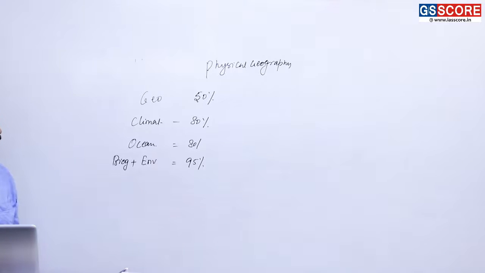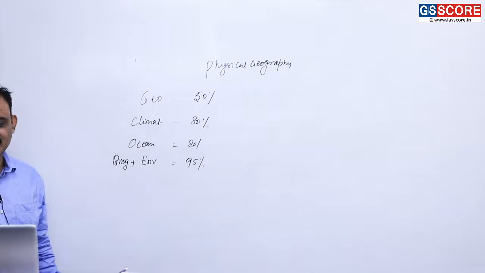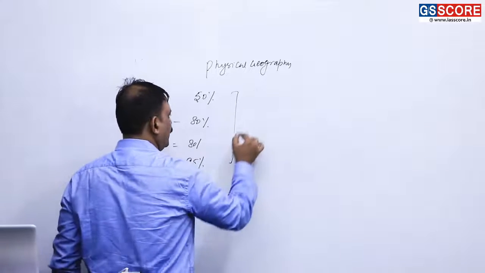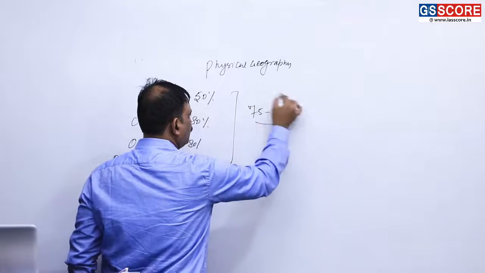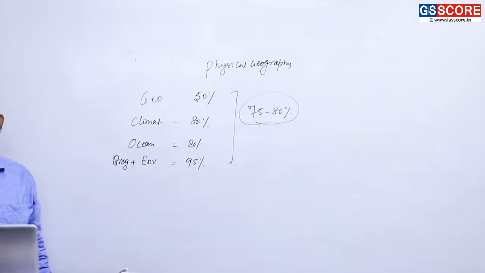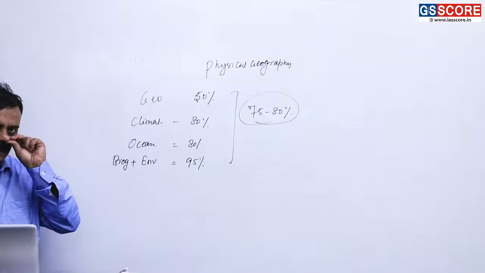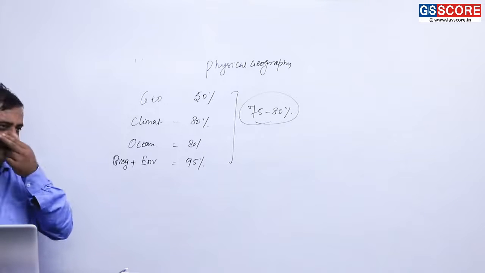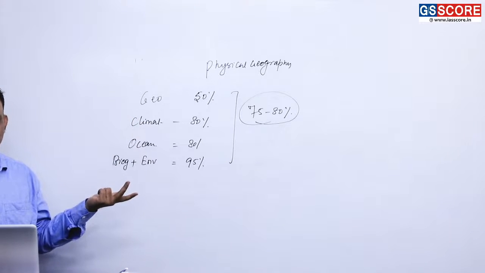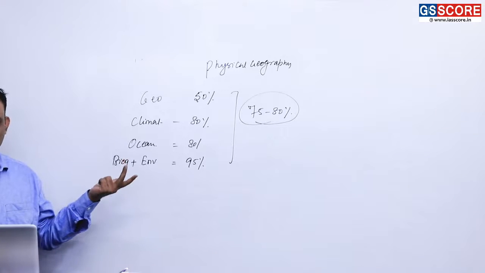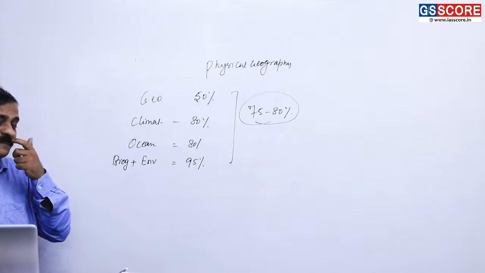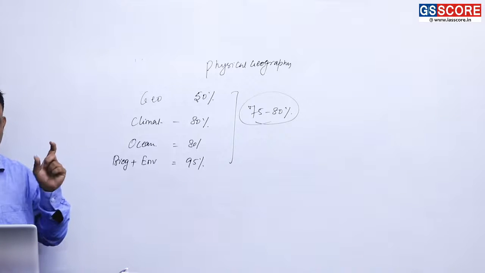Okay, if you want to go by the average, you will find that more than 75 to 80% of your physical geography is a part of your general studies syllabus. We take around 150 hours to complete the physical geography section in geography optional, and around 70-75 hours to complete the physical geography section of the general studies syllabus. So 75 to 80% of your physical geography is related to GS.